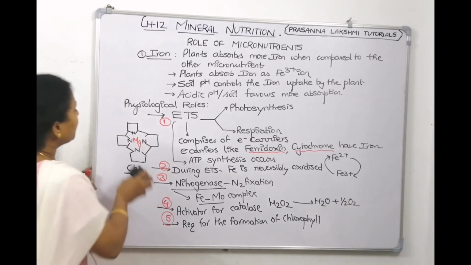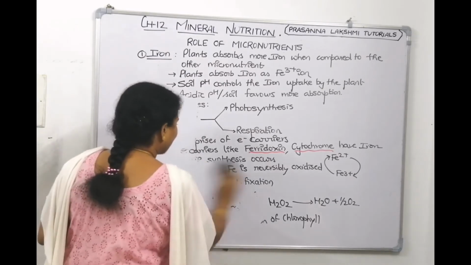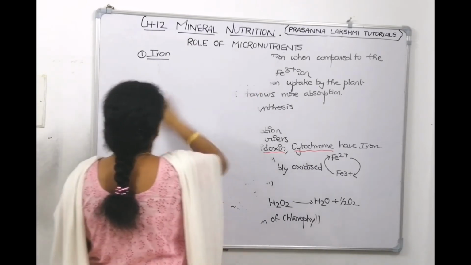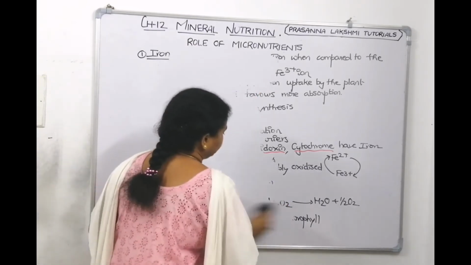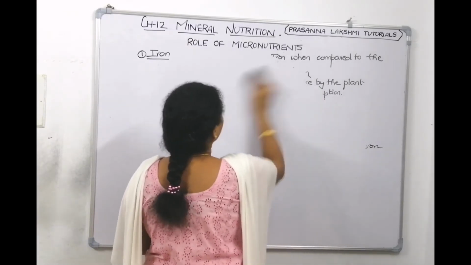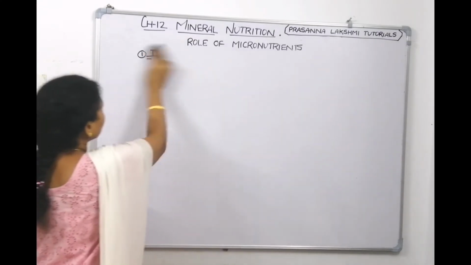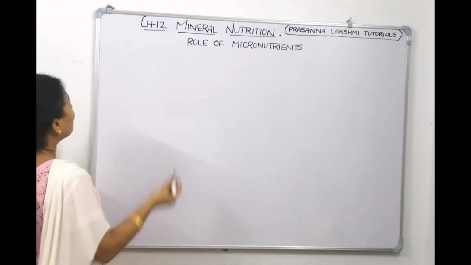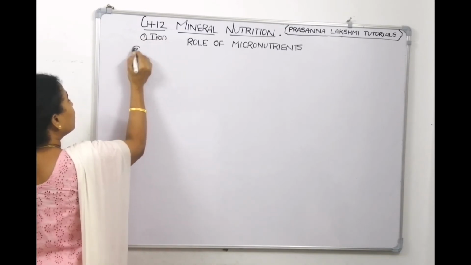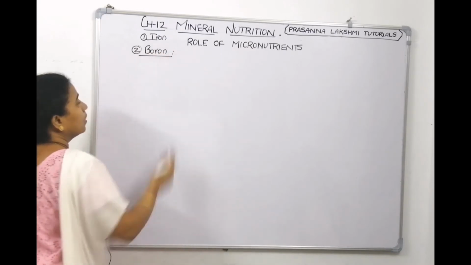Right children, so we finished the first element, which is iron. Now let us talk about the second element. We made a code like IBM square, no? So after iron, shall we go with boron? Now like iron, boron also has so many functions in plant metabolism. Let us discuss. Among micronutrients, the first element we finished is iron, and now we are going to talk about the second element, boron.